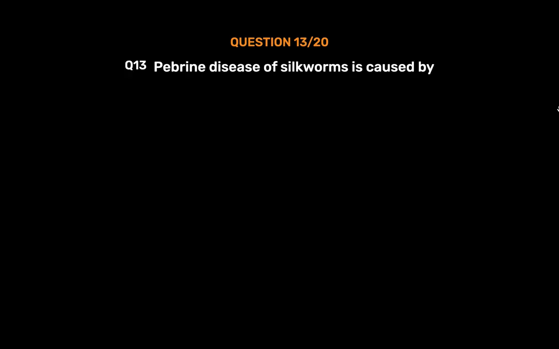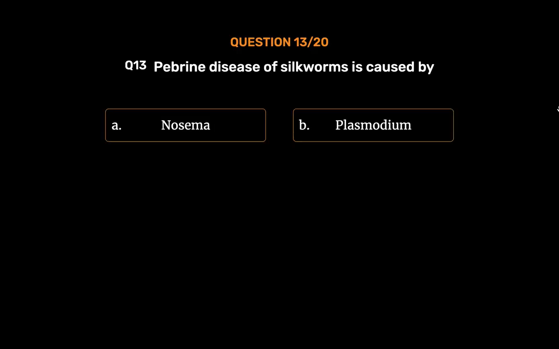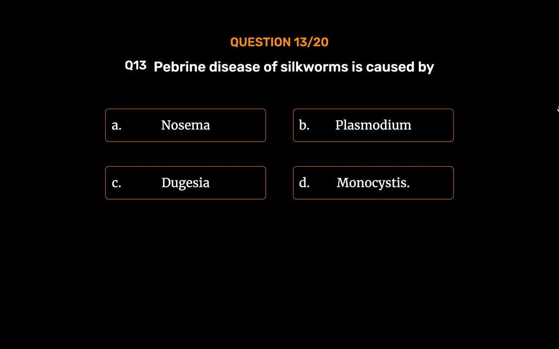Question number 13. Pebrine disease of silkworms is caused by Option A. Nosema. Option B. Plasmodium. Option C. Dugesia. Option D. Monocystis. The correct answer is Option A.